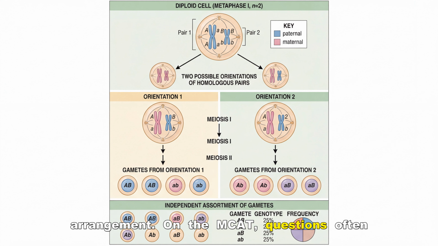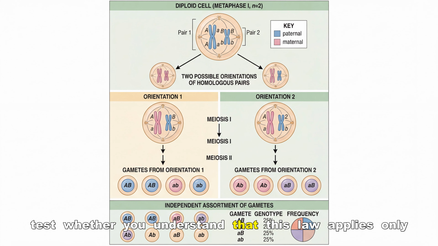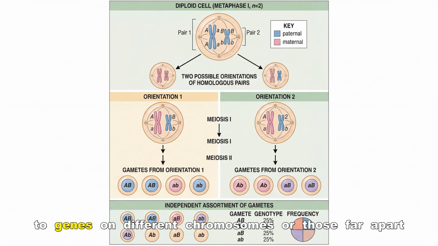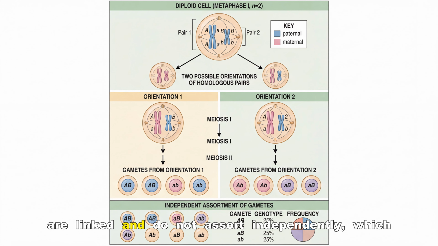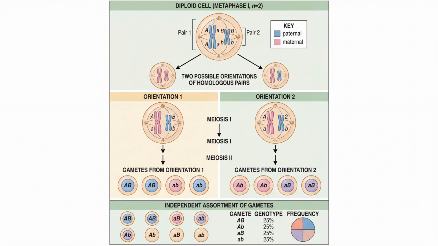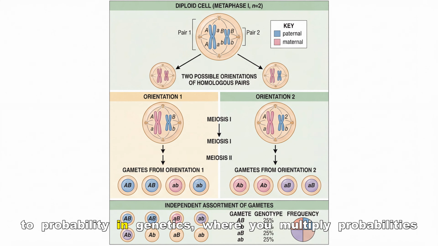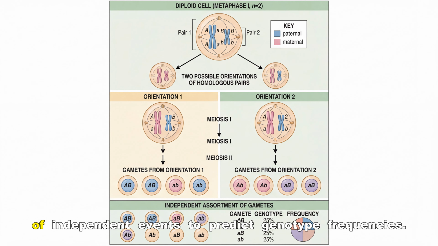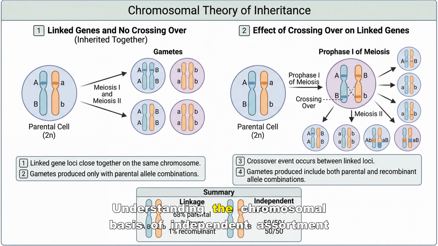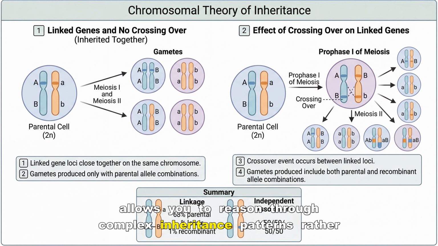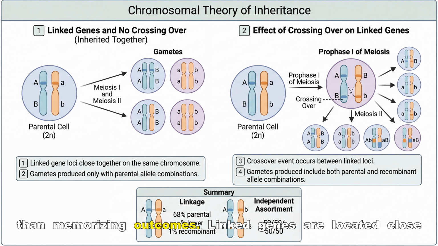On the MCAT, questions often test whether you understand that this law applies only to genes on different chromosomes or those far apart on the same chromosome. Genes that are close together are linked and do not assort independently, which is a key exception. This concept connects directly to probability in genetics, where you multiply probabilities of independent events to predict genotype frequencies. Understanding the chromosomal basis of independent assortment allows you to reason through complex inheritance patterns rather than memorizing outcomes.